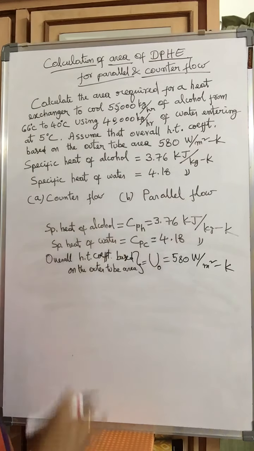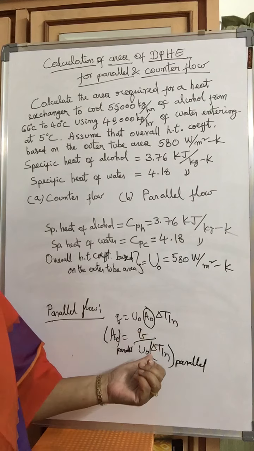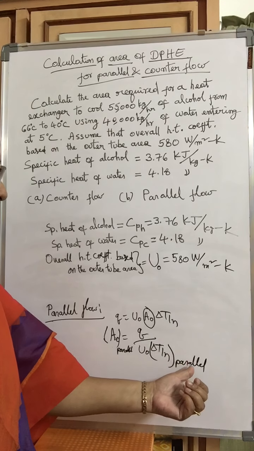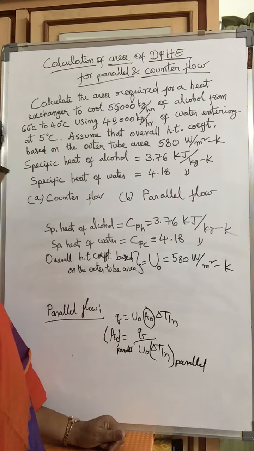Now because earlier problems were only for either parallel or counter, here in the same problem you are calculating both, so it is necessary to differentiate them. You can write like this: A naught parallel. Then you need to take delta T ln parallel. U naught is the same in both cases here. Then Q is also the same. Only delta T ln changes, so A naught will change.